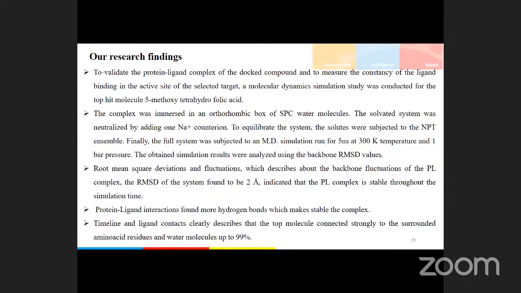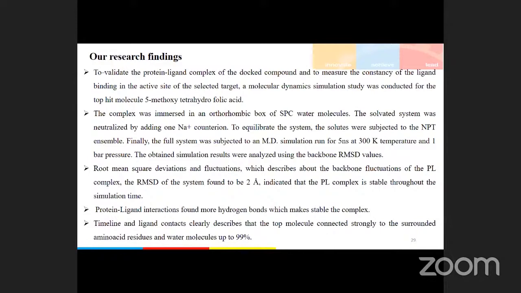Then the protein ligand interactions found more hydrogen bonds, which makes the complex stable. So what are all the amino acid residues involved in the majority of the hydrogen bond interactions we found through molecular docking? The same residues we found in the molecular dynamics simulation are also involved in the hydrogen bond interactions. So that similarity is also well matched in our results.